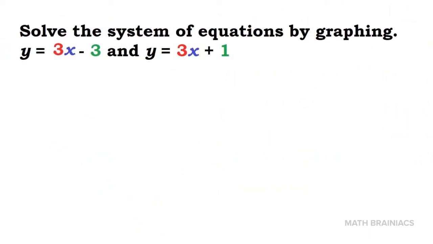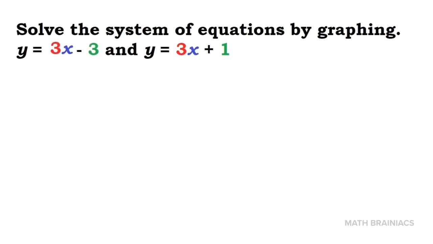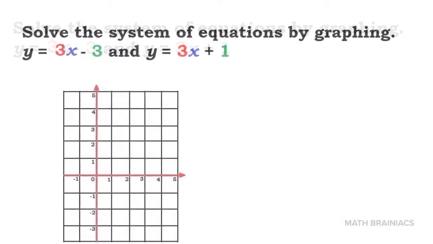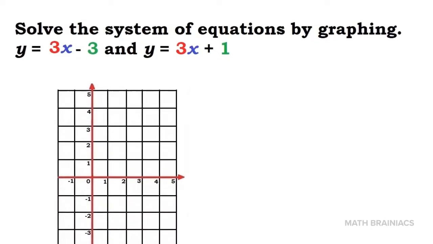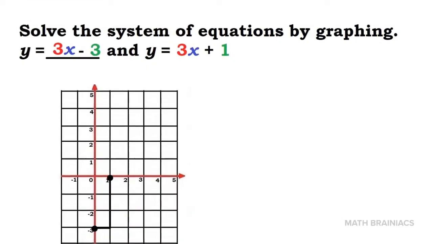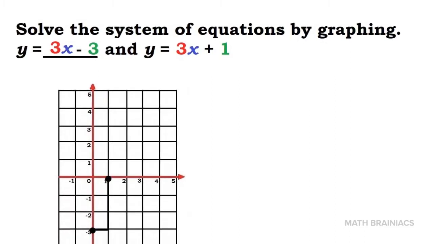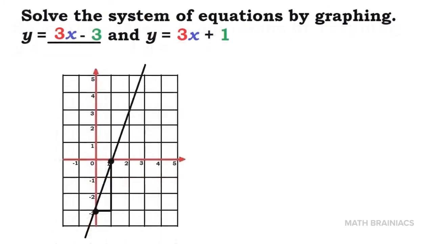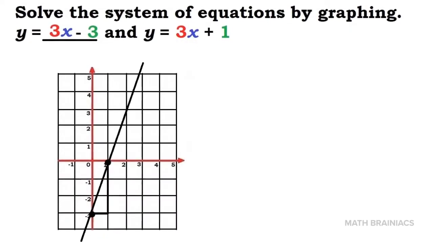Let us work on another example so that I can hit it off. Solve the system of the equation by graphing y is equal to 3x minus 3 and y is equal to 3x plus 1. Let us draw the coordinate plane so that we can start graphing the equations. Graphing the first equation, y is equal to 3x minus 3. The y-intercept is negative 3. Then, the slope is 3 over 1. 1 right, 3 up. Connecting the 2 points, it will give us the line of the equation y is equal to 3x minus 3.